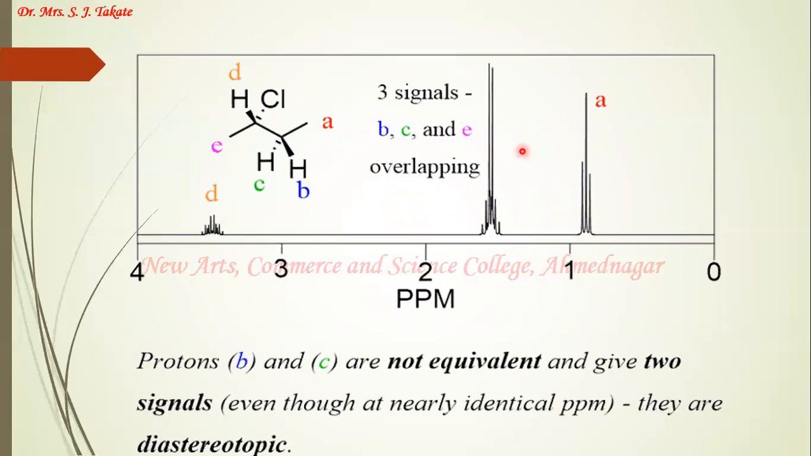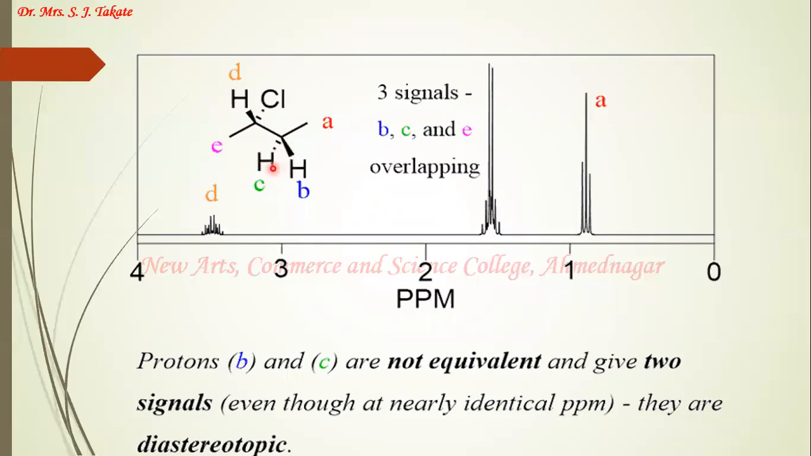Check this case. This is the asymmetric carbon atom, and this methylene group is adjacent to this asymmetric carbon atom. This carbon atom has four different groups: methyl group, hydrogen, chlorine, and this whole other group. After the replacement test, this will become a second group. So after replacement of this with some other group, this will become a different group now.